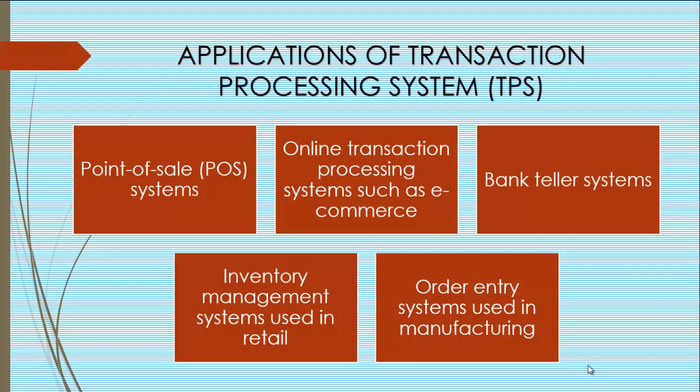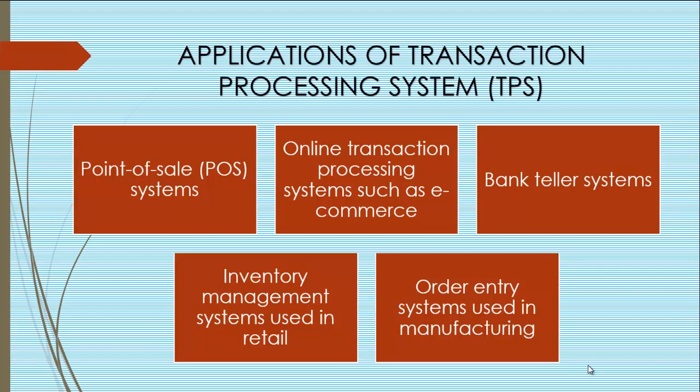The transaction processing systems are applied in various ways. One of the ways in which it is applied is through the point of sale, which is the POS system. Another way the transaction processing system is usually applied is the online transaction processing system, which is normally used in e-commerce to process online purchases and payment. Another way it can be utilized is the bank teller system, used in the banking halls to process deposits, withdrawals, and other banking transactions. Also, reservation systems used in travel and hospitality industries to process bookings for flights, hotels, and rental services also fall within the transaction processing system.